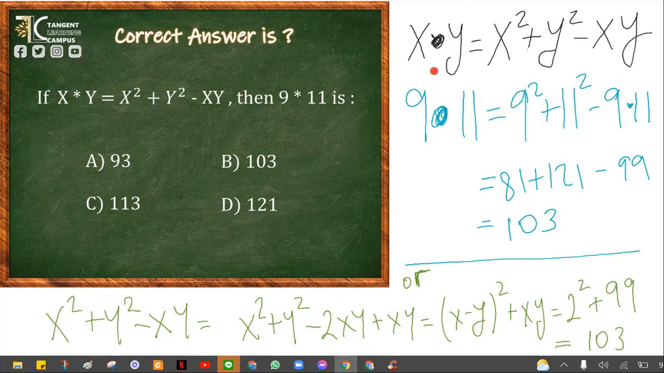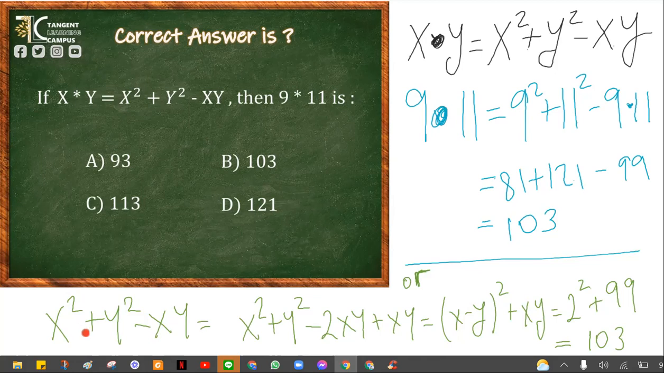Let's do it. So here the operation rule, 9 operation 11 equals 9 squared plus 11 squared minus 9 times 11. So we calculate this, 81, this one 121, and this one is 99. And we add them and then subtract, the result is 104.